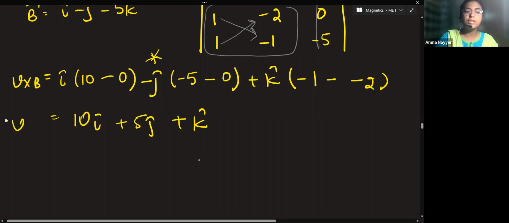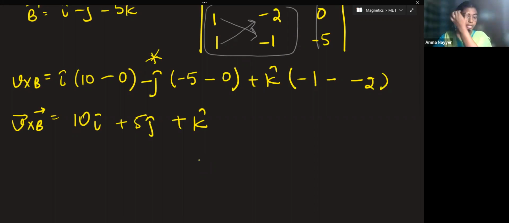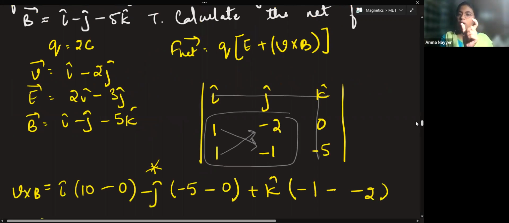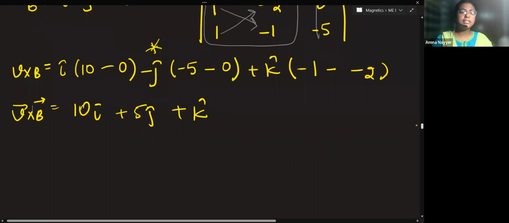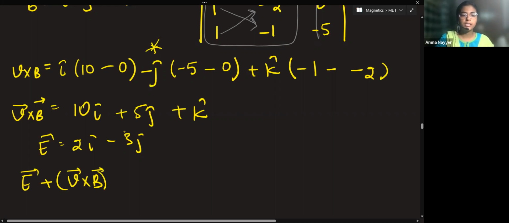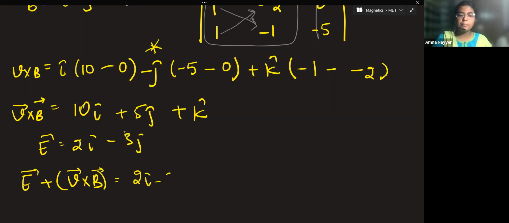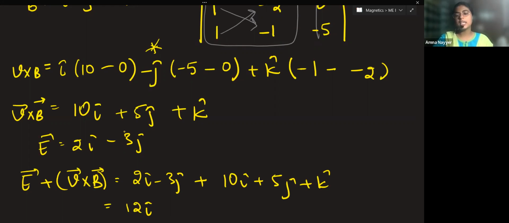So this is V cross B only. I have till now obtained V cross B. Now in the main formula, I have to add the electric field also. It's E plus V cross B. What was the electric field? 2 I cap minus 3 J cap, plus V cross B, which is 10 I cap plus 5 J cap plus K cap. So E plus V cross B becomes 2 I cap plus 10 I cap, that is 12 I cap, minus 3 J cap plus 5 J cap, that becomes plus 2 J cap, and K cap here. This is E plus V cross B.